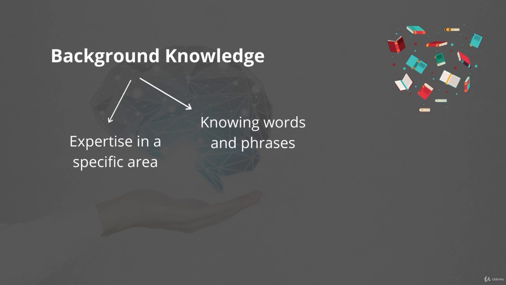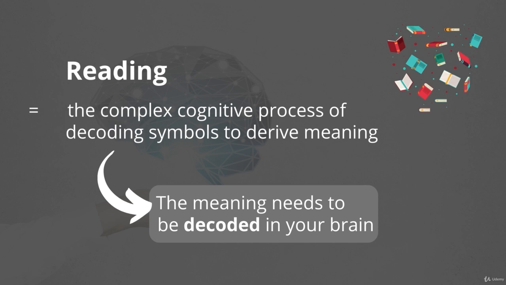Maybe you do remember that in one of our first lessons, we learned that reading is a complex process of decoding symbols. So the more symbols and the more combinations of symbols you know, the easier it becomes. You need to derive the meaning from these symbols, and the more you already know about the meaning in this area, the easier it becomes.